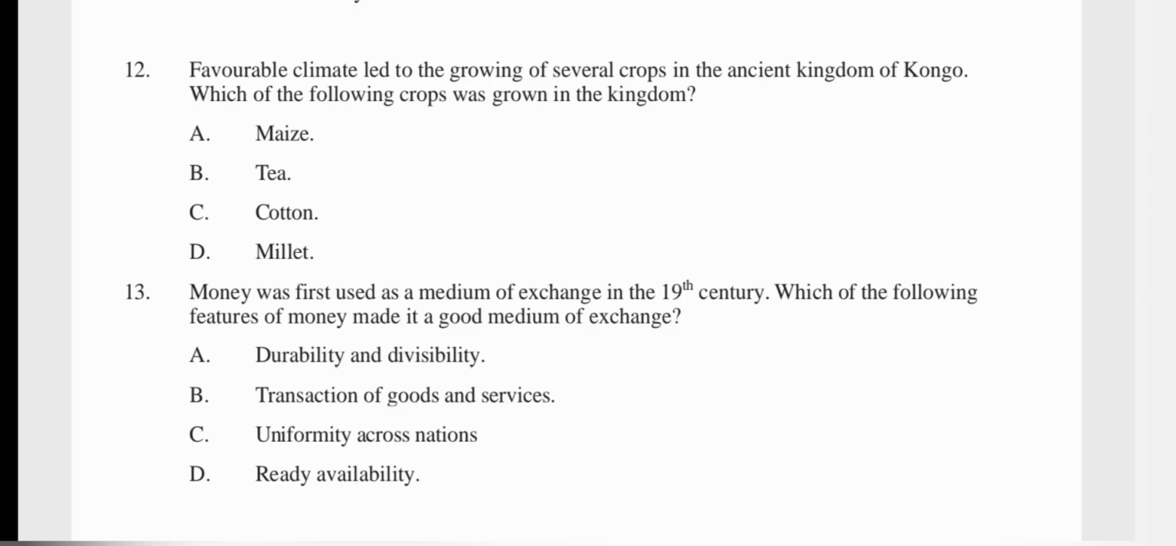Favorable climate led to the growing of several crops in the ancient kingdom of Congo. Which of the following crops was grown in the kingdom? Maize, tea, cotton, millet.